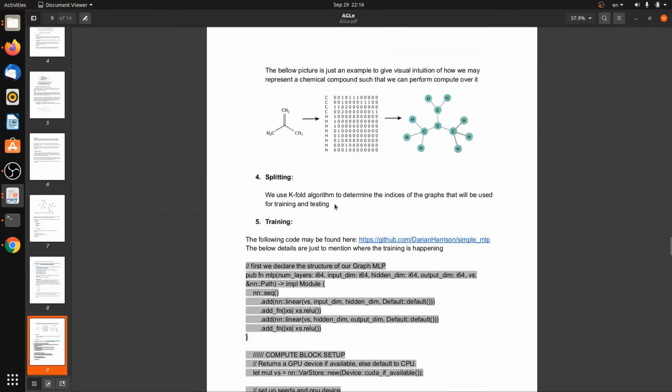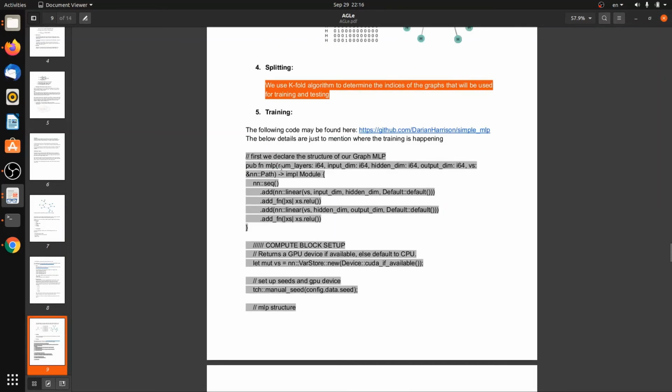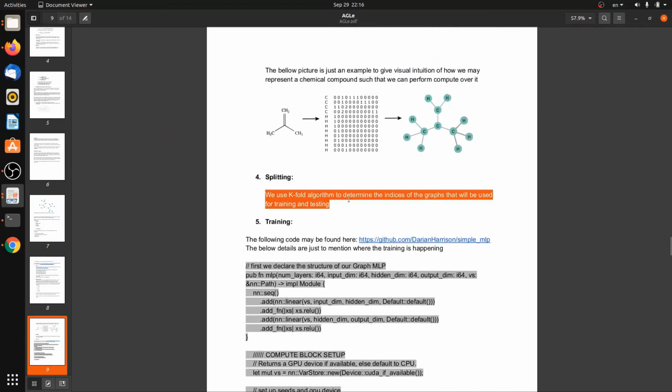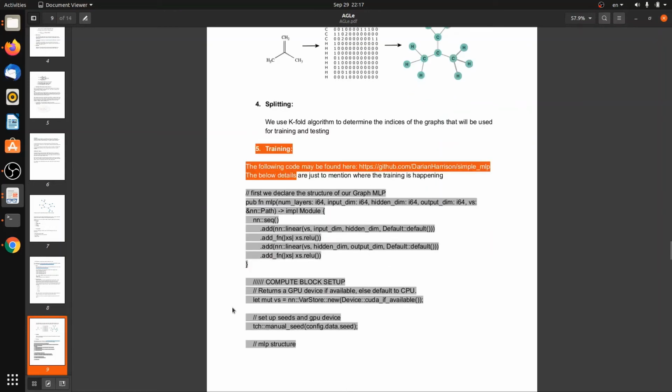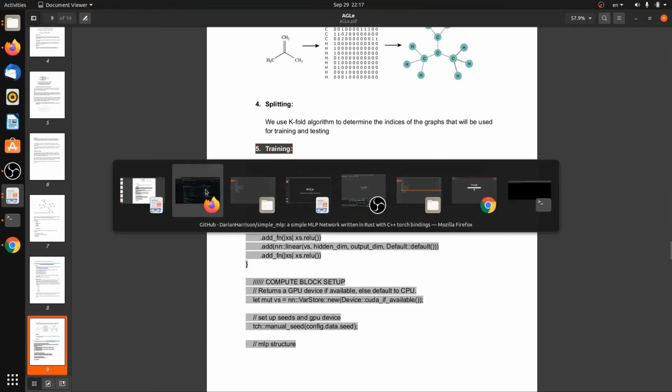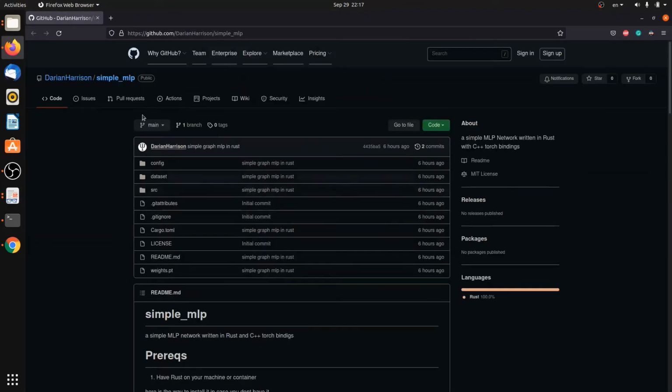For splitting, we used the K-fold algorithm. What this does is it gives the indices to choose from for your data set. After you've split and pre-processed the data, we're ready for the training. We're ready to do the actual forward pass and the backward pass, the learning, saving the model, and all of that good stuff. So here's the code.